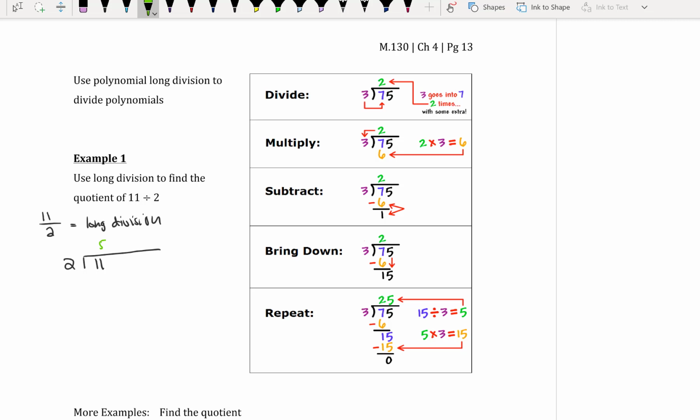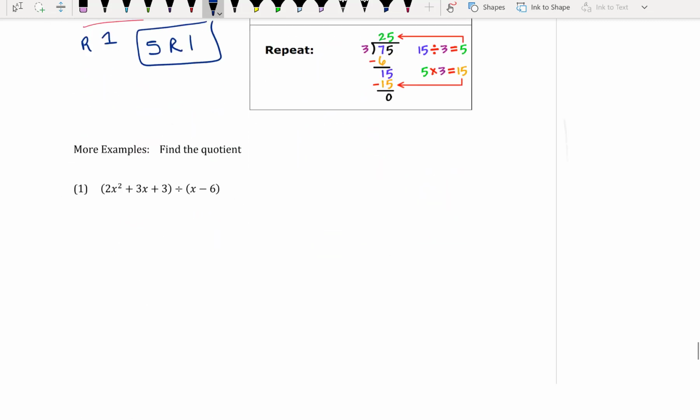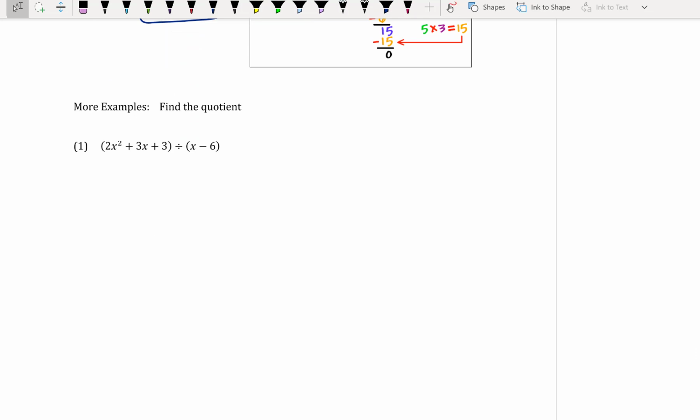So then I want to multiply. So when I multiply, 2 times 5 is going to give me 10 on the bottom. Then I subtract. So when I subtract, I'm going to get a positive 1. And so from here, this is going to be my remainder. So I have 5 remainder 1 as the quotient, okay? So we're going to think about this example and bring it into polynomial division.